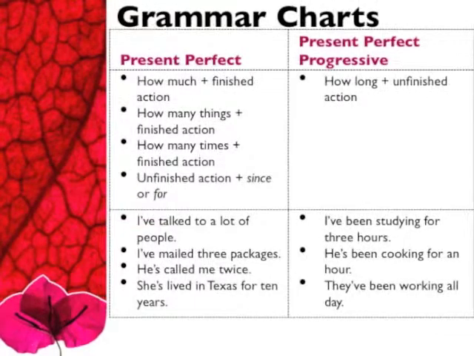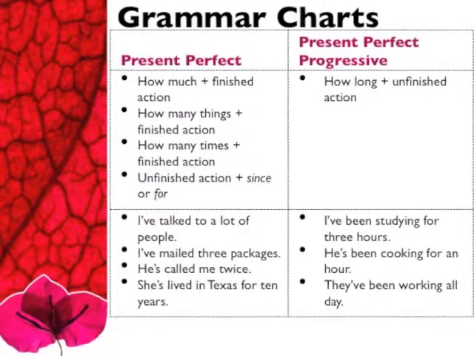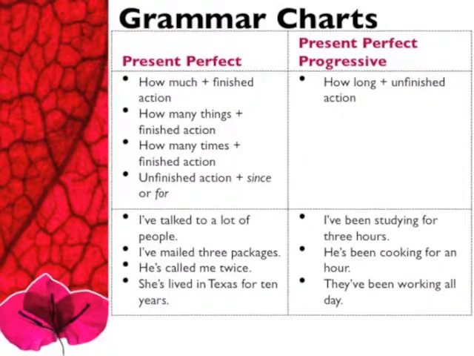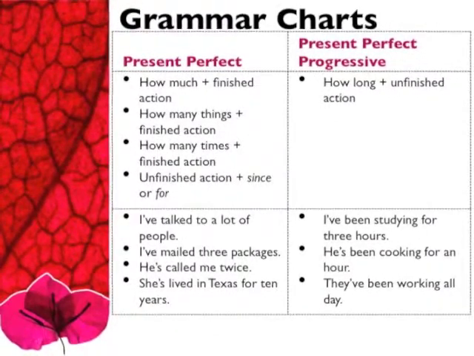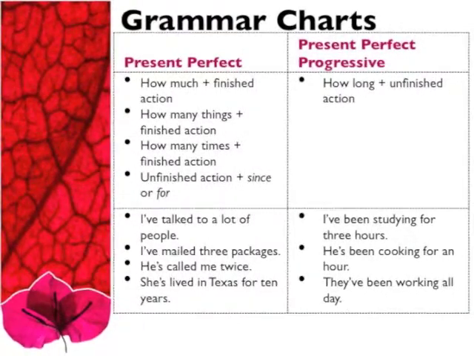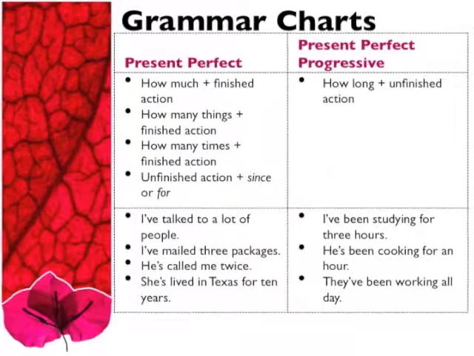For the present perfect progressive, it's how long plus an unfinished action. I've been studying for 3 hours. He's been cooking for an hour. They've been working all day. Go ahead and pause and study that chart.